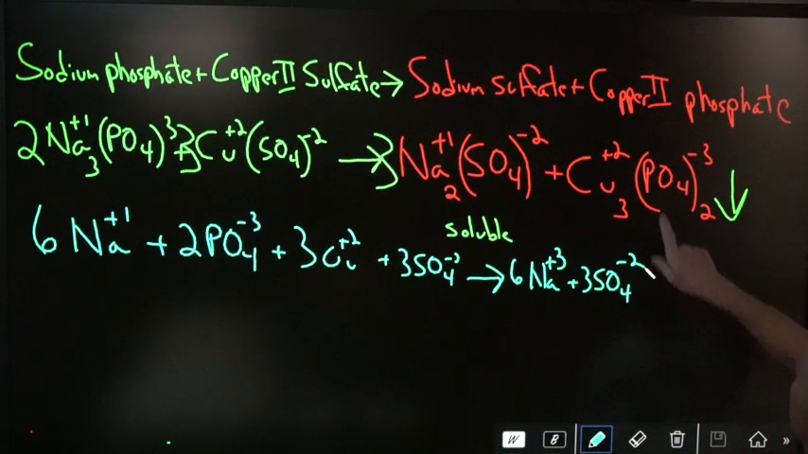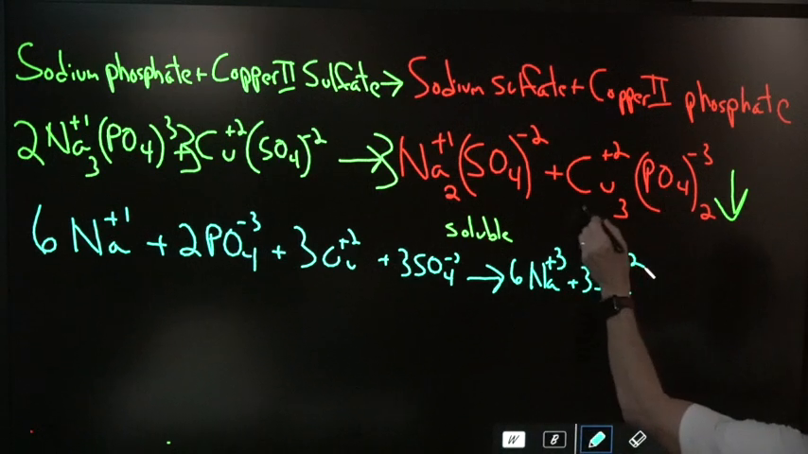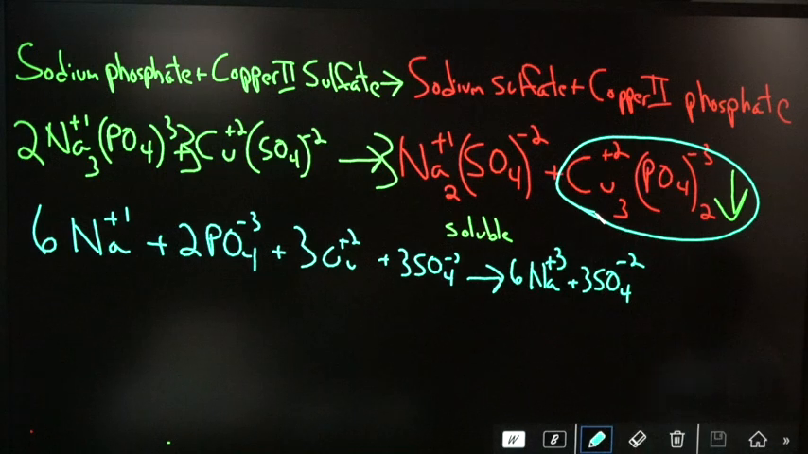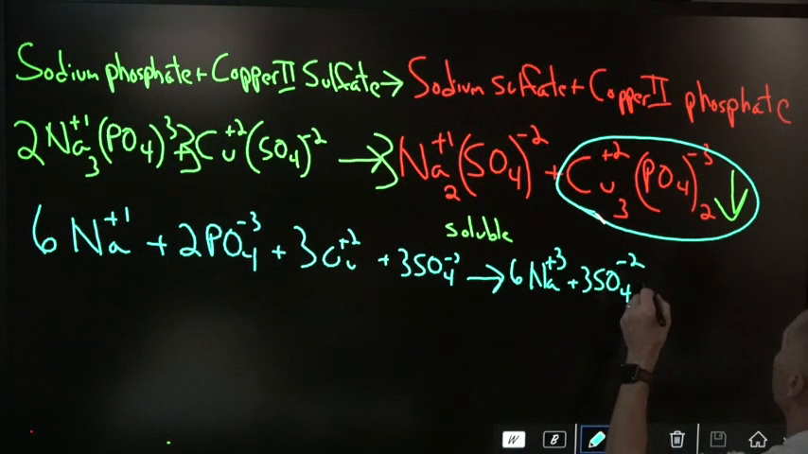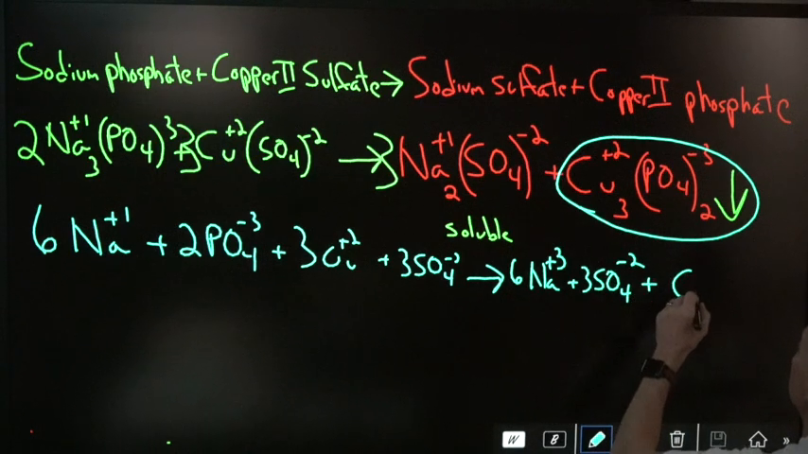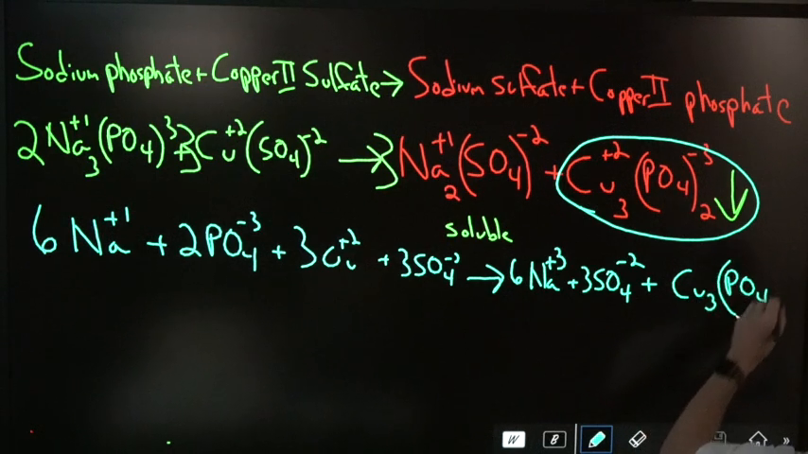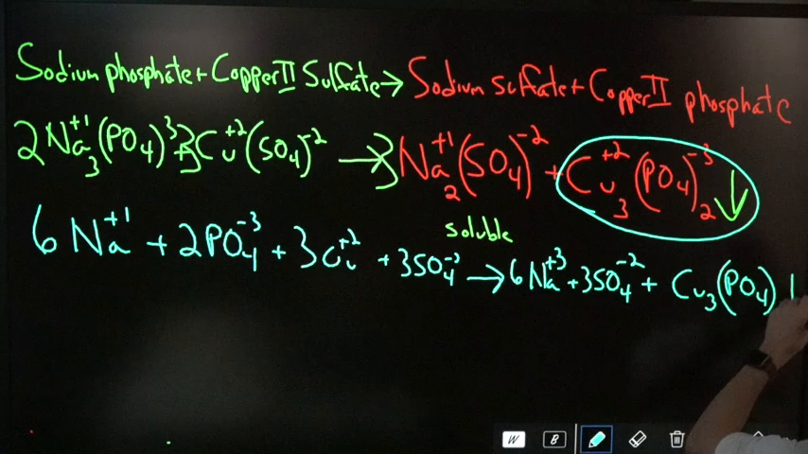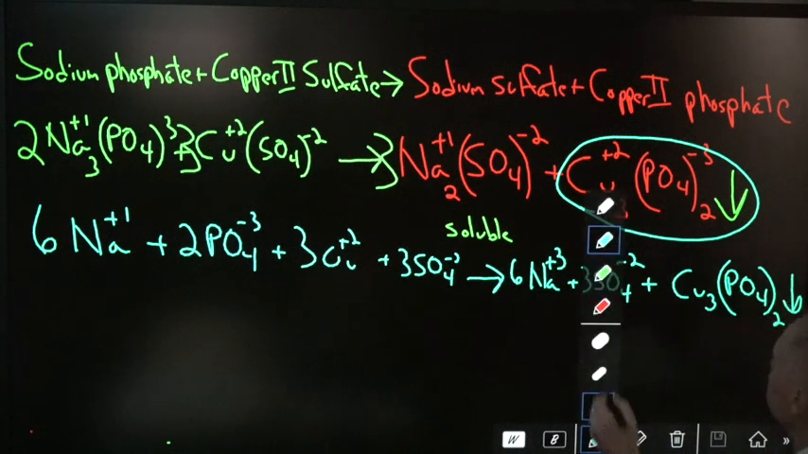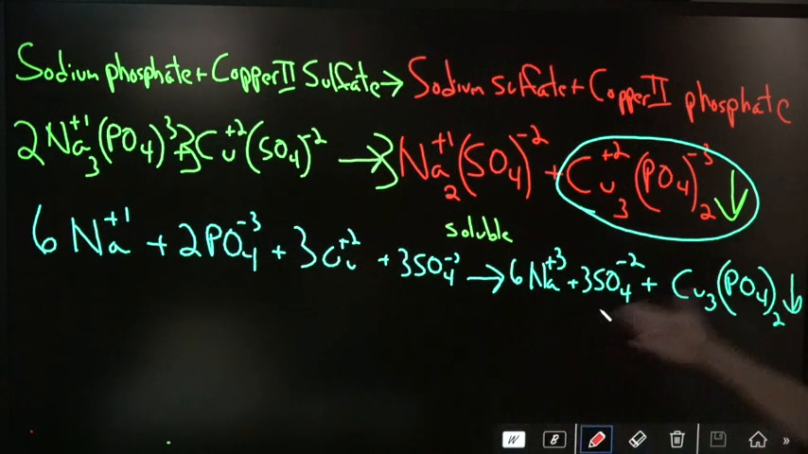And remember, that doesn't break up. This does not break up because it's insoluble. So we go plus Cu3(PO4)2 with an arrow down. So now it's all broken up.